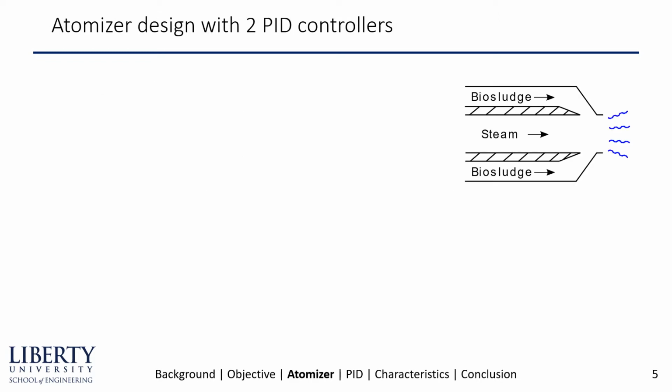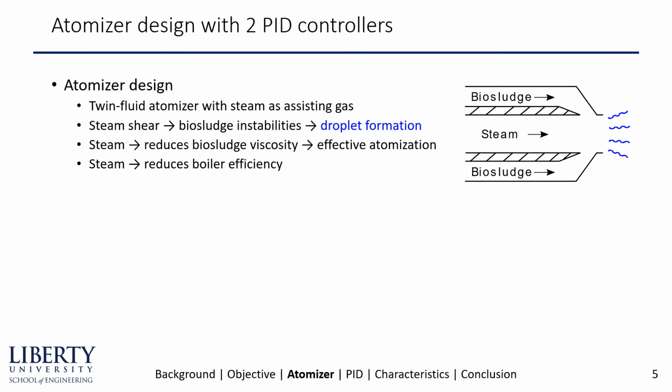You can see our atomizer design on the right there. It's a twin fluid atomizer with steam as the assisting gas. Steam shear leads to biosludge instabilities and droplet formation. And the steam is helpful in that it reduces the biosludge viscosity, leading to better atomization, but it should be noted that the steam can also reduce boiler efficiency.